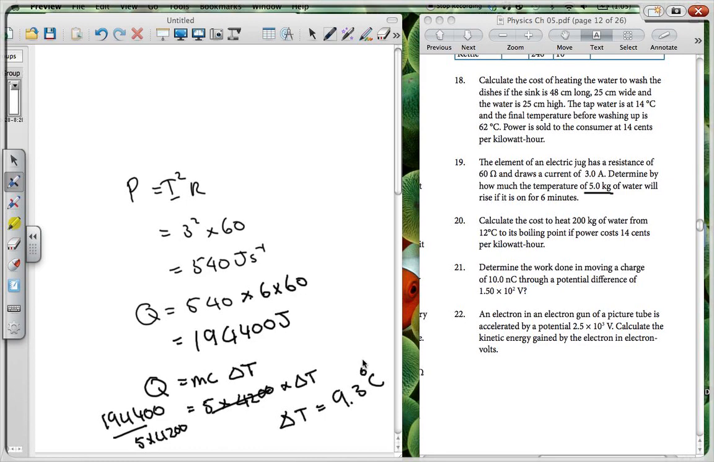Alright, doesn't seem very much, does it? But it is quite a lot of water. 5 kilograms of water, 5 liters of water.